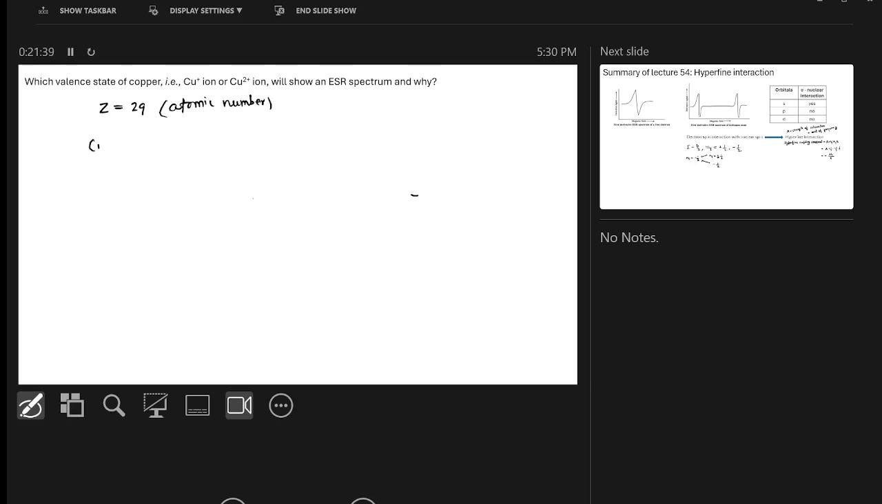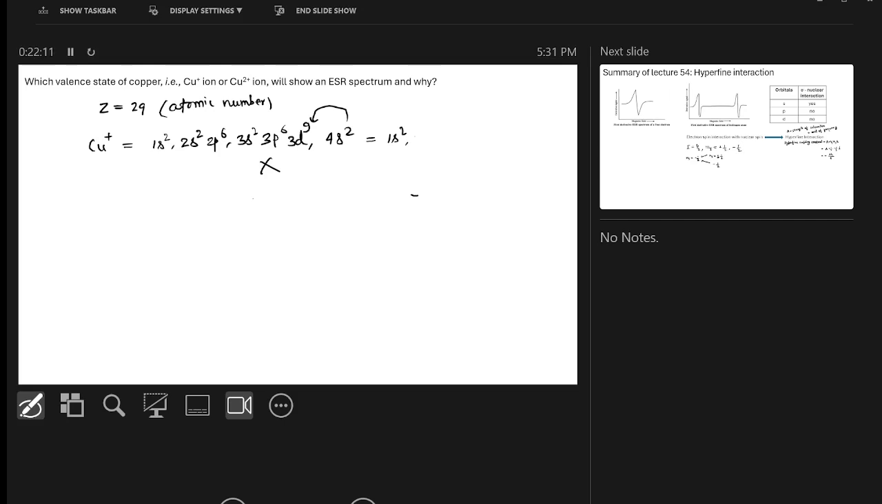First we will write for copper. Say this is 1s2, 2s2, 2p6, 3s2, 3p6, 4s2 and 3d9. This is not correct because of the reorganization energy. One electron will go here and you will get something else. So this is your incorrect one.